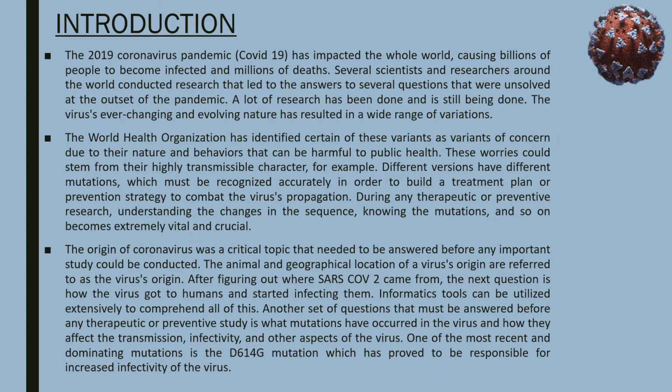After figuring out the SARS-CoV-2 origin, the next question is how the virus got to humans and started infecting them. Informatics tools could be utilized extensively to comprehend all of this. Another set of questions that must be answered before any therapeutic or preventive study is what mutations have occurred in the virus and how they have affected the transmission, infectivity, and other aspects of the virus. One of the most recent and dominating mutations is the D614G mutation, which has proved to be responsible for increased infectivity of the virus.